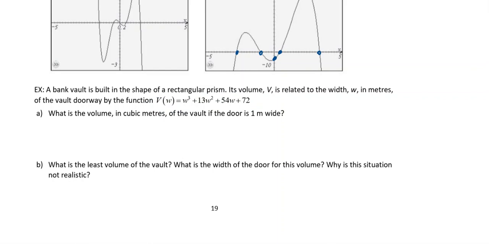All we've got to do there is plug it into the function. So this would be V of 1 is equal to 1 to the power of 3 plus 13 times 1 squared plus 54 times 1 plus 72. And that's equal to 140 meters cubed.